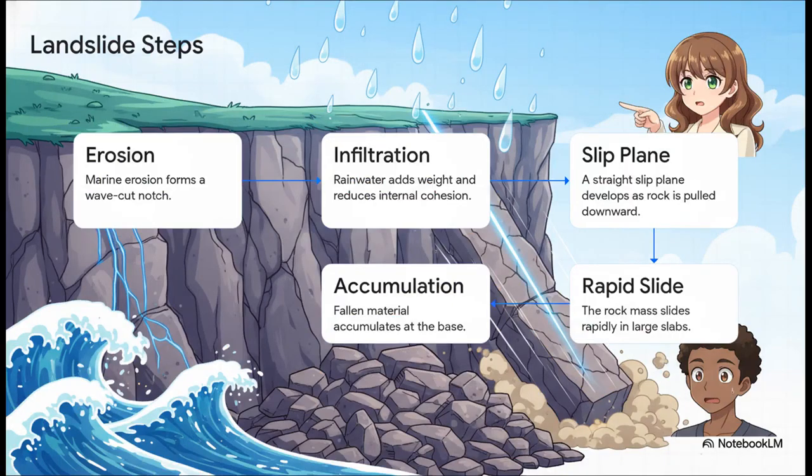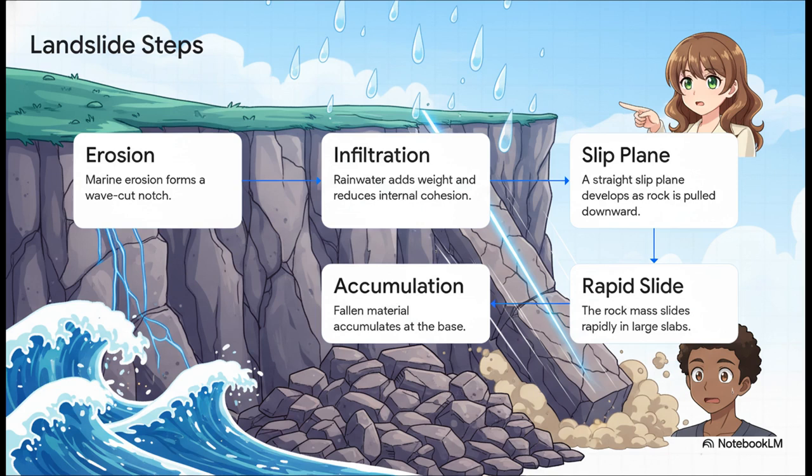And this brilliantly illustrates how the process works. Step 1 is pretty similar to slumping. Marine erosion forms a wave-cut notch at the base, effectively kicking the legs out from under the cliff. Then in step 2, rainwater infiltrates the rock. This adds massive weight and seriously reduces the internal cohesion. But because we're dealing with hard rock this time, step 3 looks different. A straight slip plane develops.